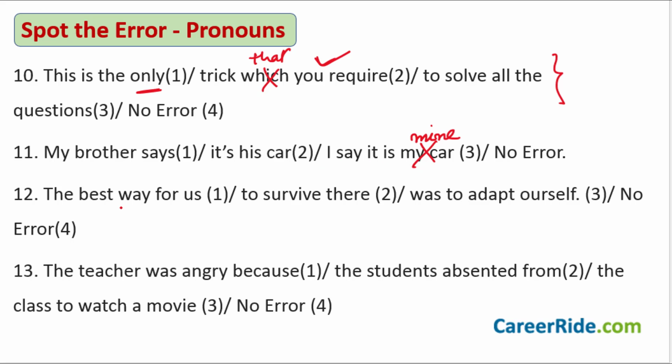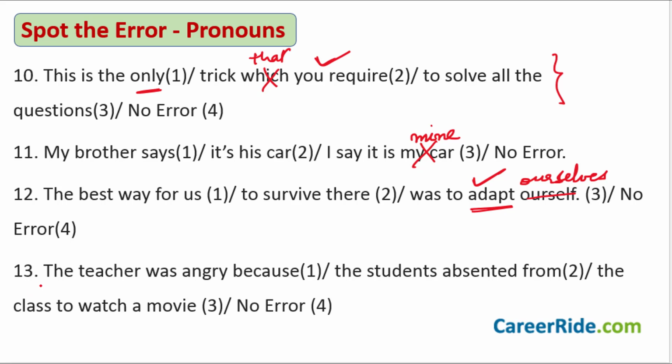Sentence number 12. The best way for us to survive there was to adapt ourselves. Now you remember we had again a list of some words that take reflexive pronouns with them, and "adapt" was also there in that list, right? And the right reflexive pronoun to use here is not "ourself". It should be "ourselves". The best way for us to survive there was to adapt ourselves, right? So part number 3 has a mistake in it.